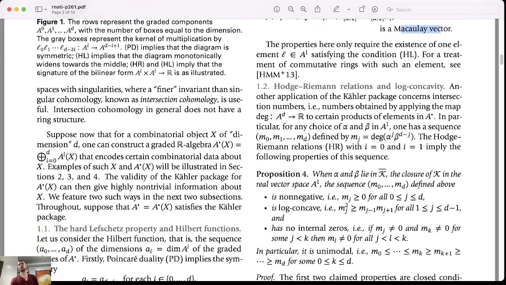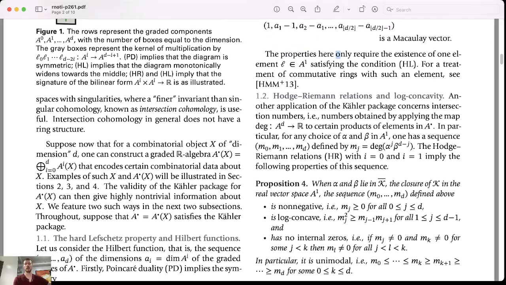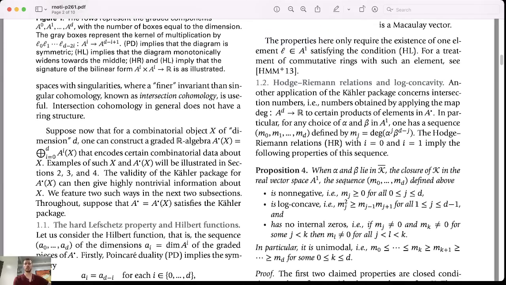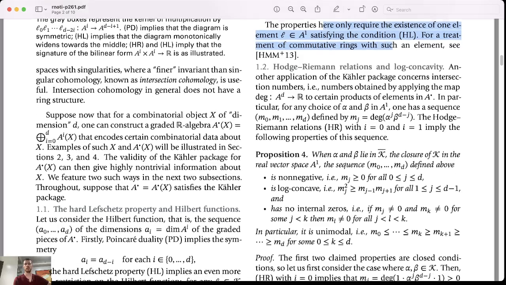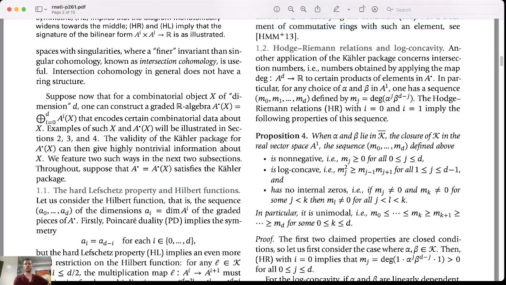The properties here only require the existence of one element L in A^1 satisfying the Hard-Lefschetz property HL. For treatment of commutative rings with such an element, see the 2013 paper.